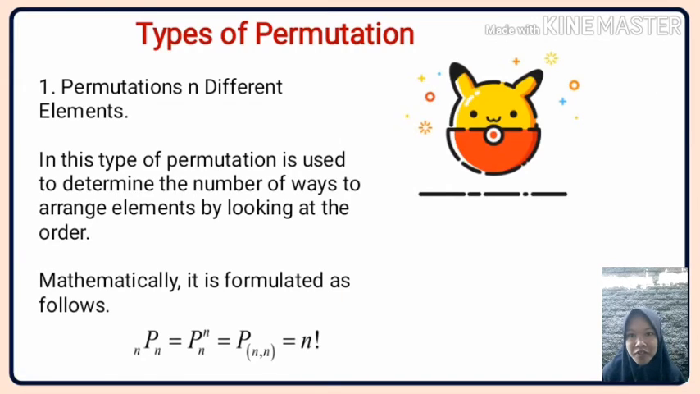Types of permutation. 1. Permutation of different elements. This type of permutation is used to determine the number of ways to arrange elements by looking at the order. Mathematically, it is formulated as follows. Permutation of n different elements equals n factorial.